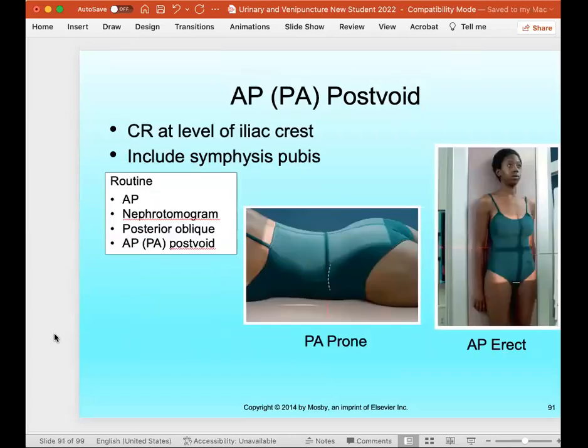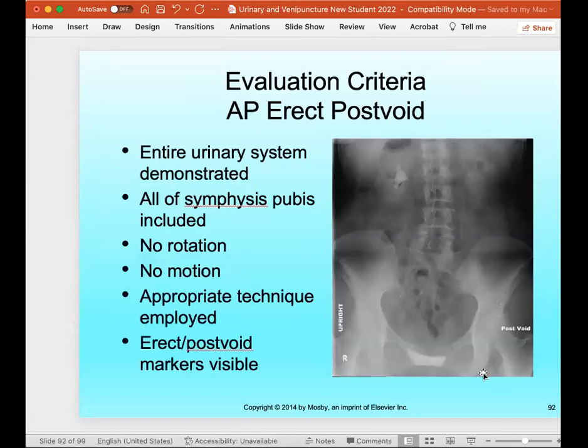And then we do a post void. Okay, so we have our patient go to the restroom, void, and then we take an AP or PA, depending on the facility's protocol, and usually it is erect. And we mark it post void, okay? And you can see that there's not a lot of contrast media in the urinary system anymore. You see a little bit left in the bladder.